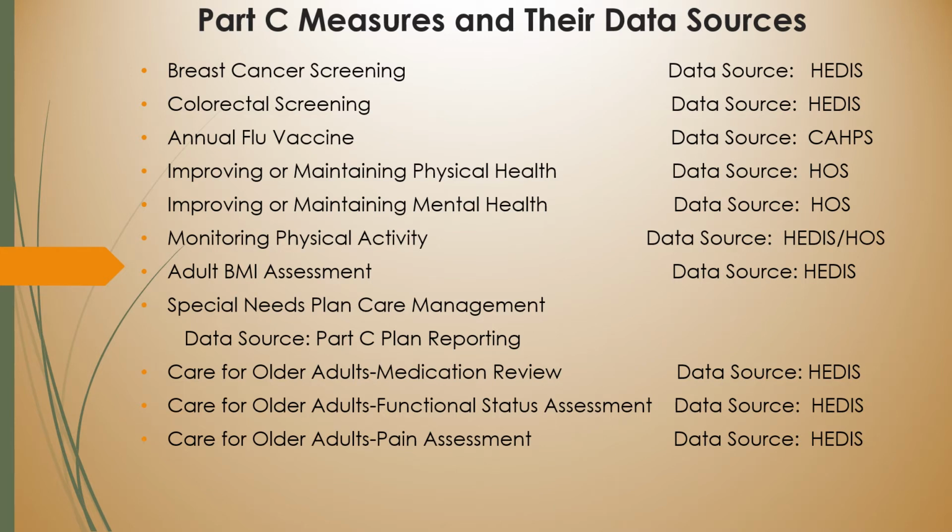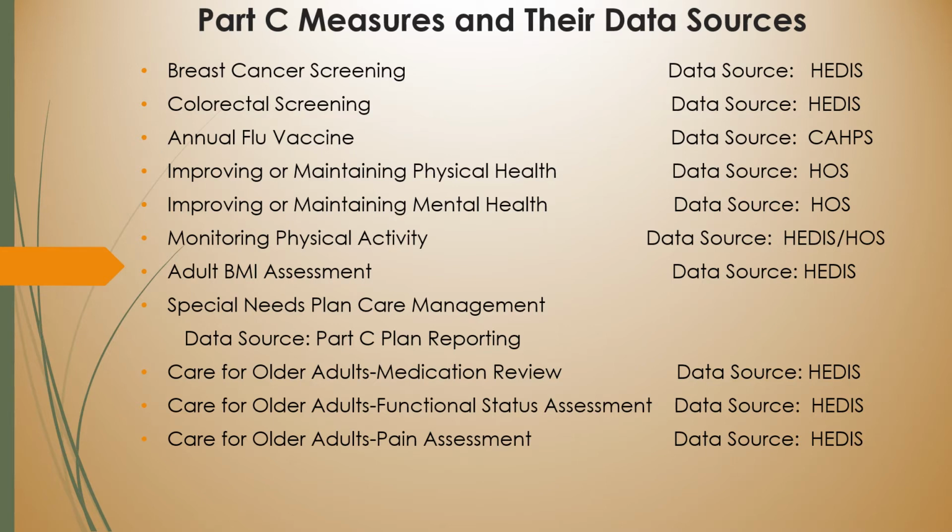Now we'll talk about what measures are used by CMS to determine star ratings for Part C plans and their data sources. Breast cancer screening, the data source is HEDIS. Colorectal screening, and the data source for this measure is HEDIS. Annual flu vaccine, the data source is CAHPS. Improving or maintaining physical health, the data source is Health Outcome Survey. Improving or maintaining mental health, the data source is Health Outcome Survey.